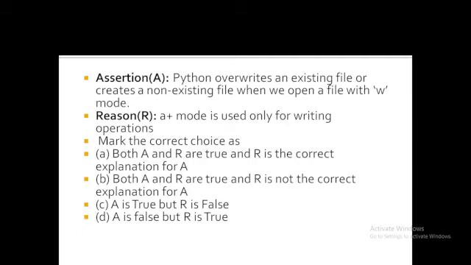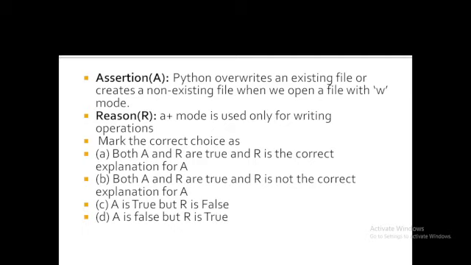Next question: Python overwrites an existing file or creates a non-existing file when we open a file with W mode. हमने Python में file management पढ़ते हैं, how to open a file, how to write data into a file, तो हम पढ़ते हैं कि first of all we need to open the file, then we will be able to write data into it. W mode is for write mode.